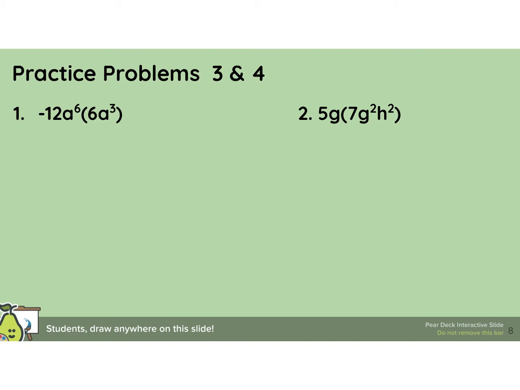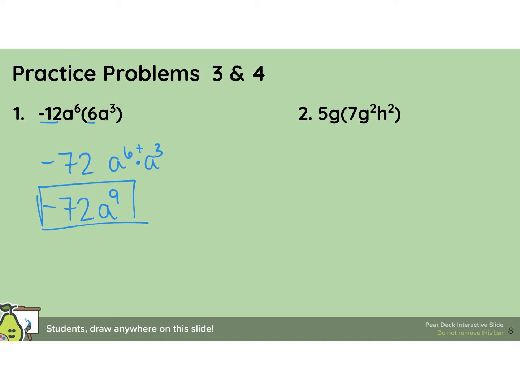All right, last two practice problems. First, we're multiplying number times number: -12 times 6 is -72. And then we have a to the 6th times a to the 3rd. We don't really multiply though, we add. So this is -72a to the 9th power.